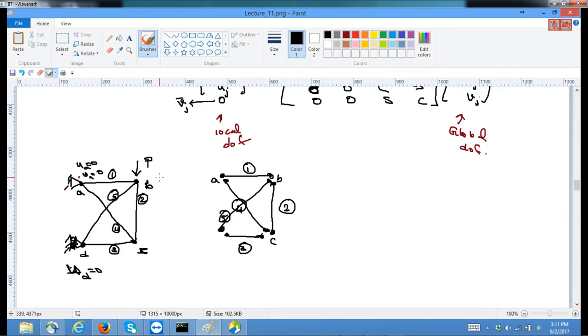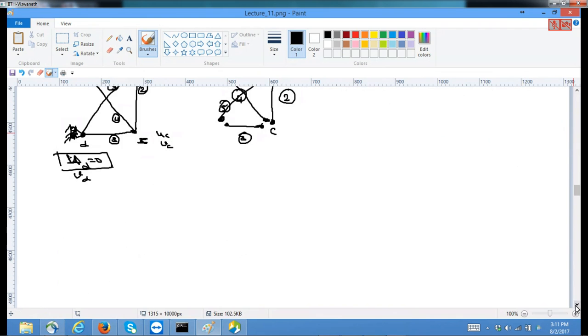Here the unknowns are UB, VB, UC, VC. We don't know what VD is, but the only things we know are UD equals 0, UA equals 0, and VA equals 0.